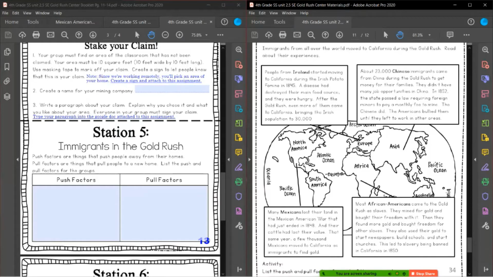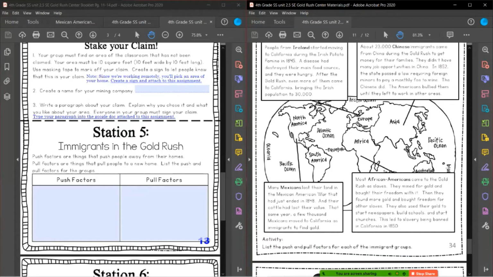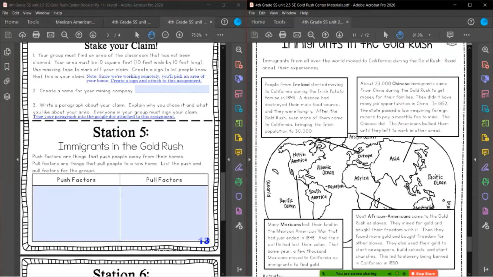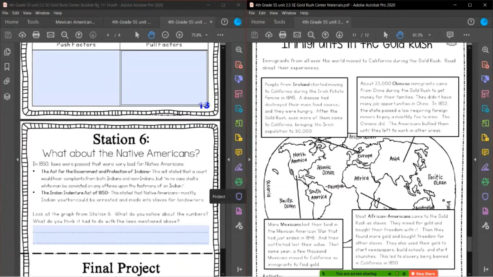And for these different groups, you're going to list the push and pull factors for each one of the immigrant groups. So for Mexicans, for African Americans, for the Chinese, for people coming from Ireland, for the Irish, you're going to list their push factors and their pull factors, and please label it. So if you're writing about the Mexicans, you're going to write Mexico or Mexicans, and then list their push factors, and Mexicans and their pull factors. Once you get to African Americans, you're going to write African American and then write their push factor and their pull factor. So label them accordingly.